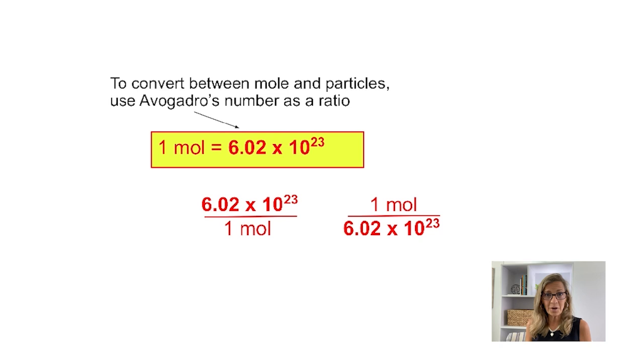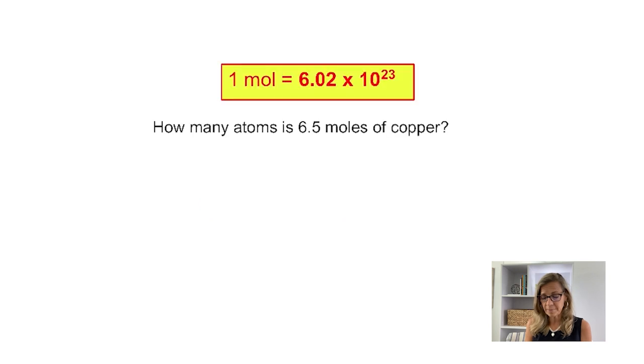So all we need to know is the ratio. What is the relationship between moles and particles? So there it is, Avogadro's number, and there's two ways to use that. Remember, if you have an equality, you can use that as a ratio to convert between units. So these are our two ratios. Let's look at a couple of examples.